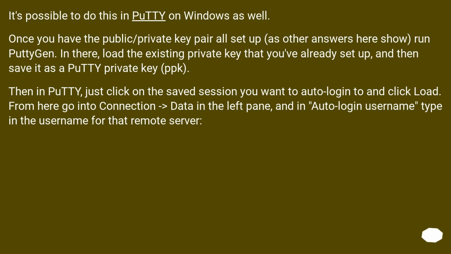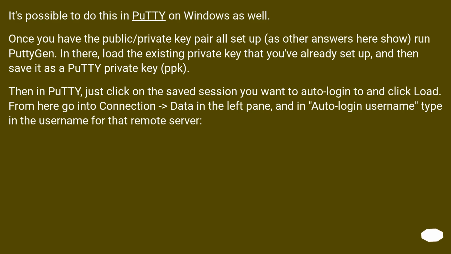It's possible to do this in PuTTY on Windows as well. Once you have the public/private key pair all set up, as other answers here show, run puttygen. In there, load the existing private key that you've already set up, and then save it as a PuTTY private key, PPK. Then in PuTTY, just click on the saved session you want to auto log into and click load.